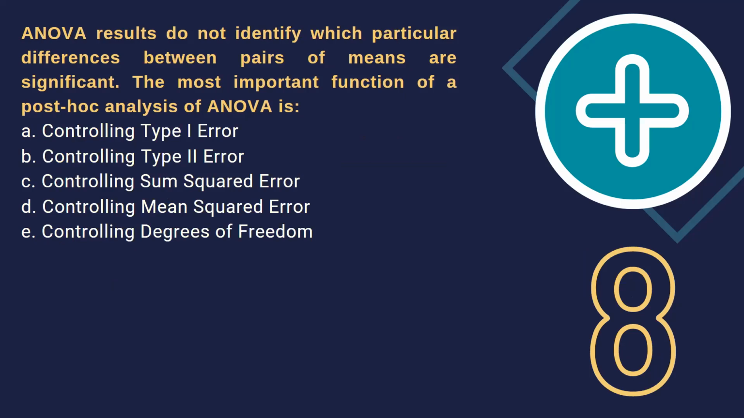ANOVA results do not identify which particular differences between pairs of means are significant. The most important function of a post hoc analysis of ANOVA is A, controlling type 1 error, B, controlling type 2 error, C, controlling sum squared error, D, controlling mean squared error, and E, controlling degrees of freedom. The answer is A, controlling type 1 error.